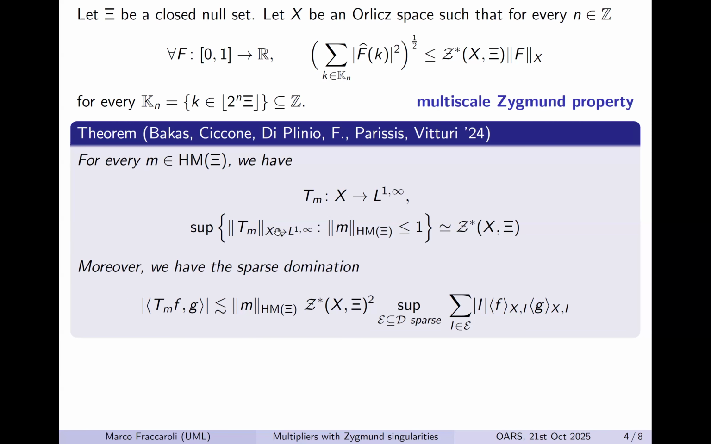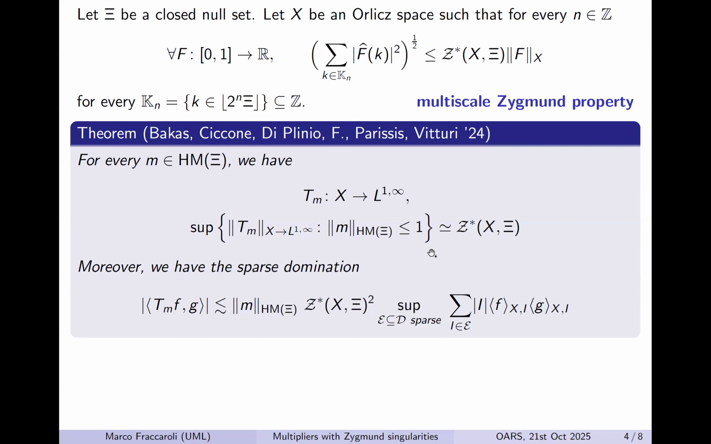And in fact, not only is this a sufficient condition, but this is also a necessary condition, in the sense that this constant in the multiscale Zygmund property, Z*(X, Xi), can be characterized as the best X to weak L1 estimate we have for multiplier operators T_m upon an appropriate renormalization.